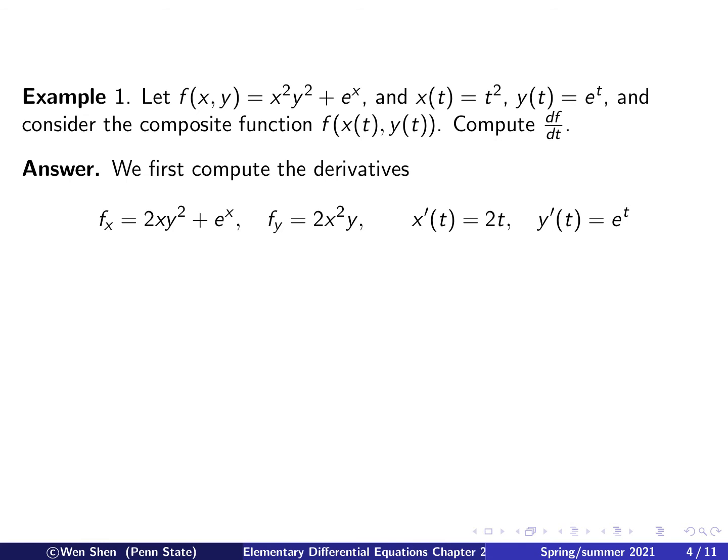And then we also see that we need x prime and y prime of t, which is simple. So x prime gives me 2t, and y prime is e to the t.